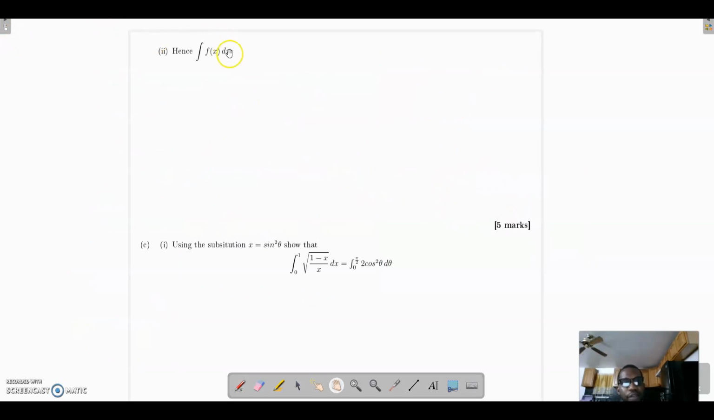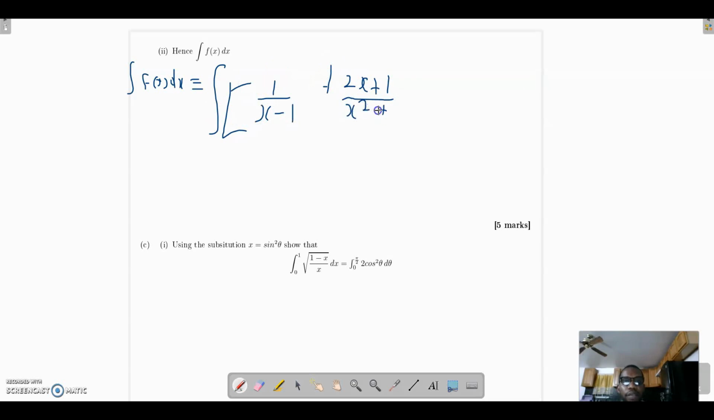This says hence integrate f of x, right? So we know we're going to be using the partial fraction version. So the integral of f of x dx is equivalent to the integral of 1 over x minus 1 plus 2x plus 1 all over x squared plus 1 dx. Now whenever we have an integral connected by addition or subtraction, we can split it. So we have the integral of 1 over x minus 1 dx plus the integral of 2x plus 1 over x squared plus 1 dx.